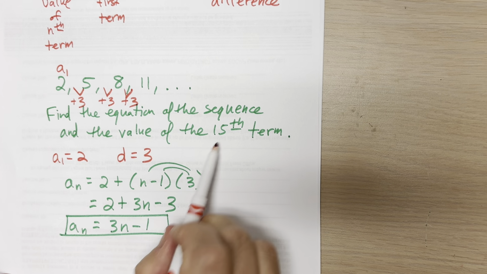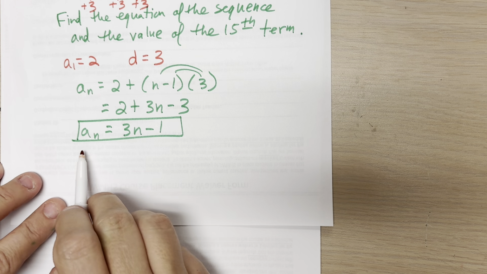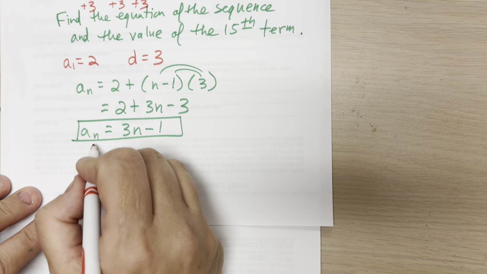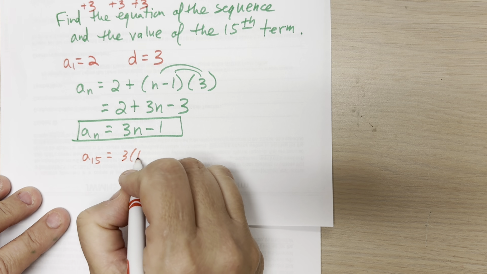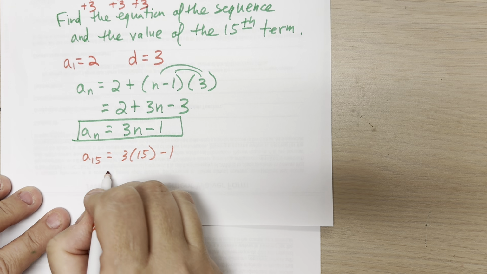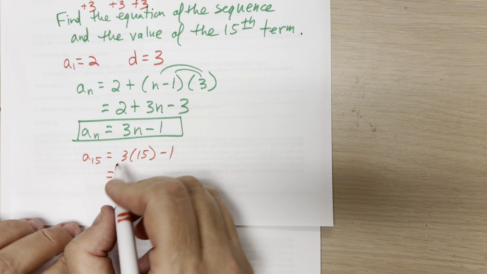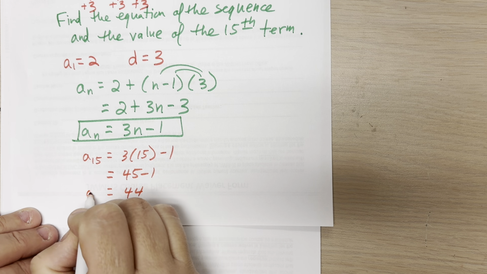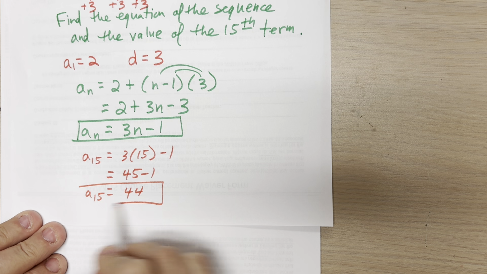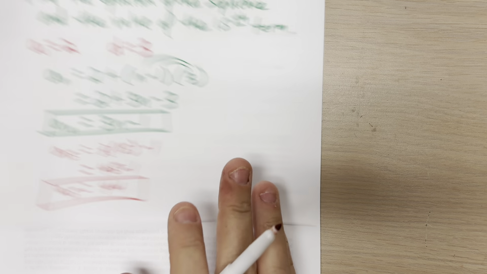Now they also want the value of the 15th term. Once you have your sequence equation, you can just substitute n with 15. A sub 15 equals 3 times 15 minus 1. And I'm thinking 3 times 15 is 45. It is. 45 minus 1 is 44. So the value of the 15th term is 44. Not too bad, right?